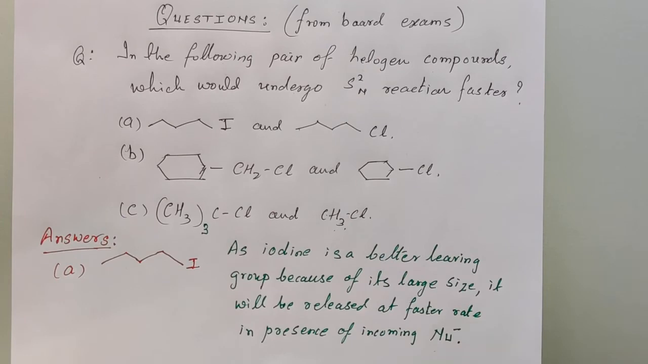So this is the first answer, student. As iodine is a better leaving group because of its larger size, it will be released at a faster rate in presence of the incoming nucleophile. Okay, let us go for the second and third answers, student.